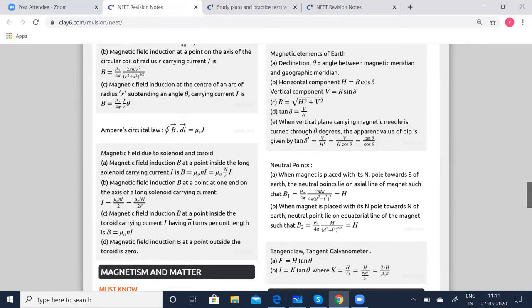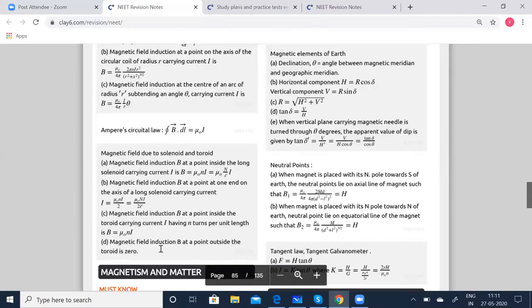Magnetic field induction B at a point inside the solenoid, so that was for the solenoid. Now we are going to see a toroid. Toroid is nothing but a circular solenoid, that's it. So magnetic field induction B at a point inside the toroid carrying current I having n turns per unit length is given by B is equal to mu 0 N i. Magnetic field induction B at a point outside the toroid is 0.